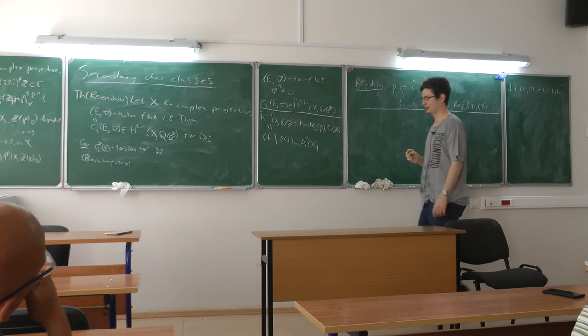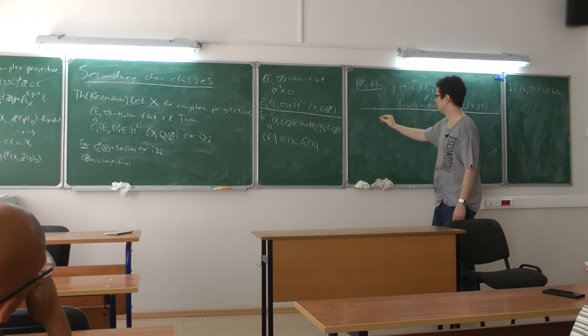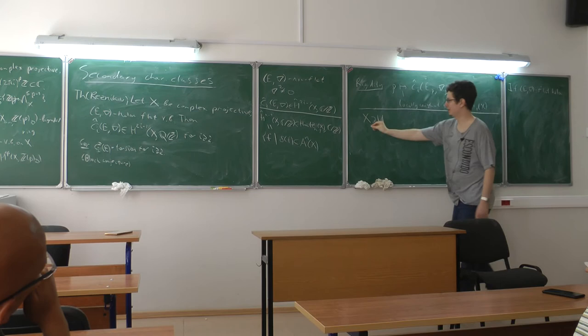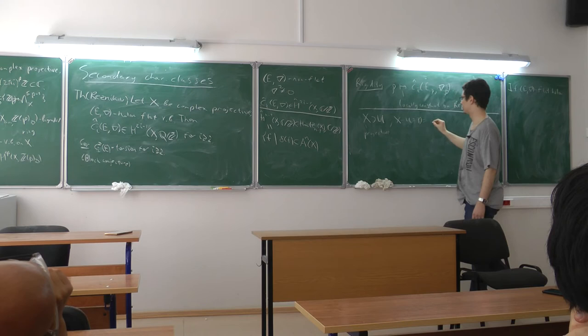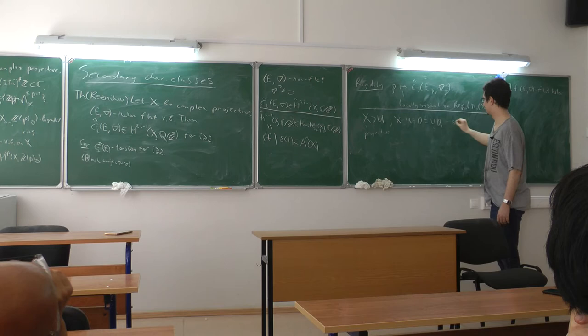Let's move to the logarithmic generalization. Suppose that X is a compactification of U. I will assume that X is projective, and X minus U is a divisor with simple normal crossings, a divisor D.